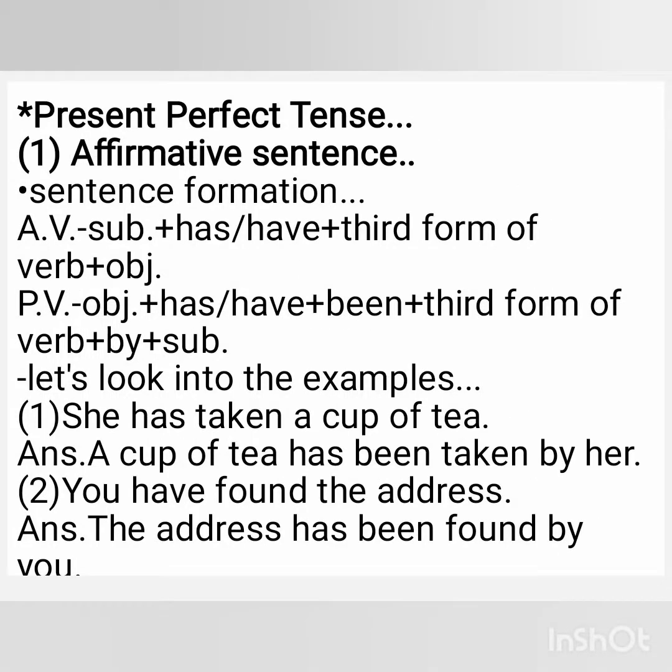Now let's learn present perfect tense. Let's see the affirmative sentences. The sentence formation will be, in active voice, subject plus has/have plus third form of verb plus object. And in the passive voice, it will be object plus has/have plus been plus third form of verb plus by plus subject.